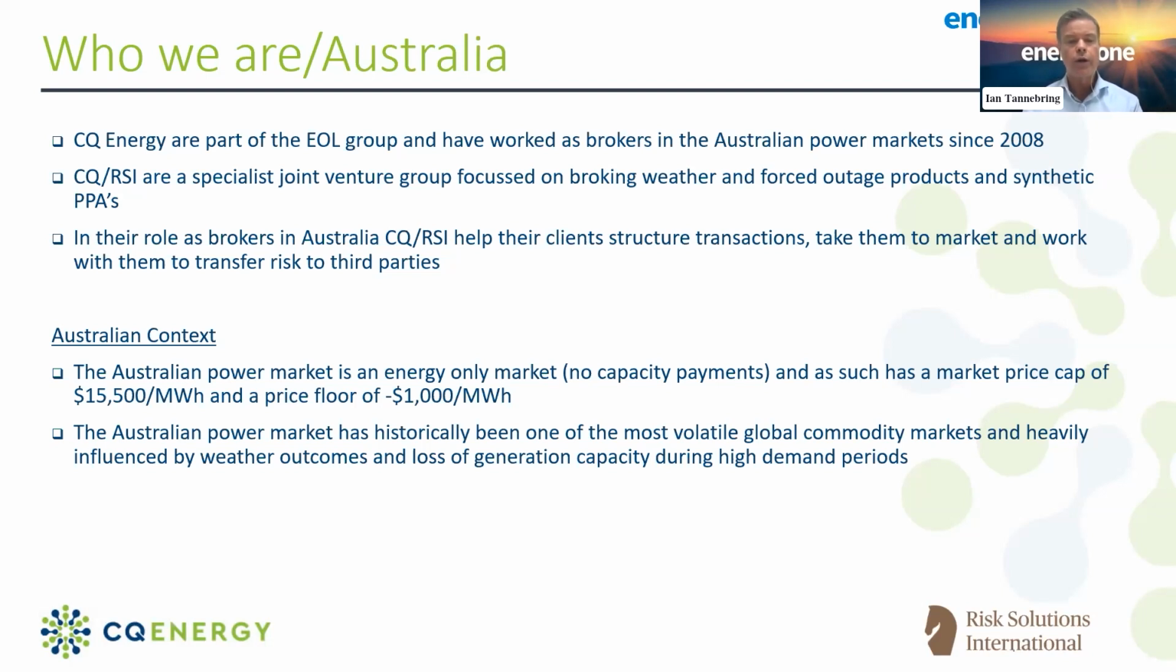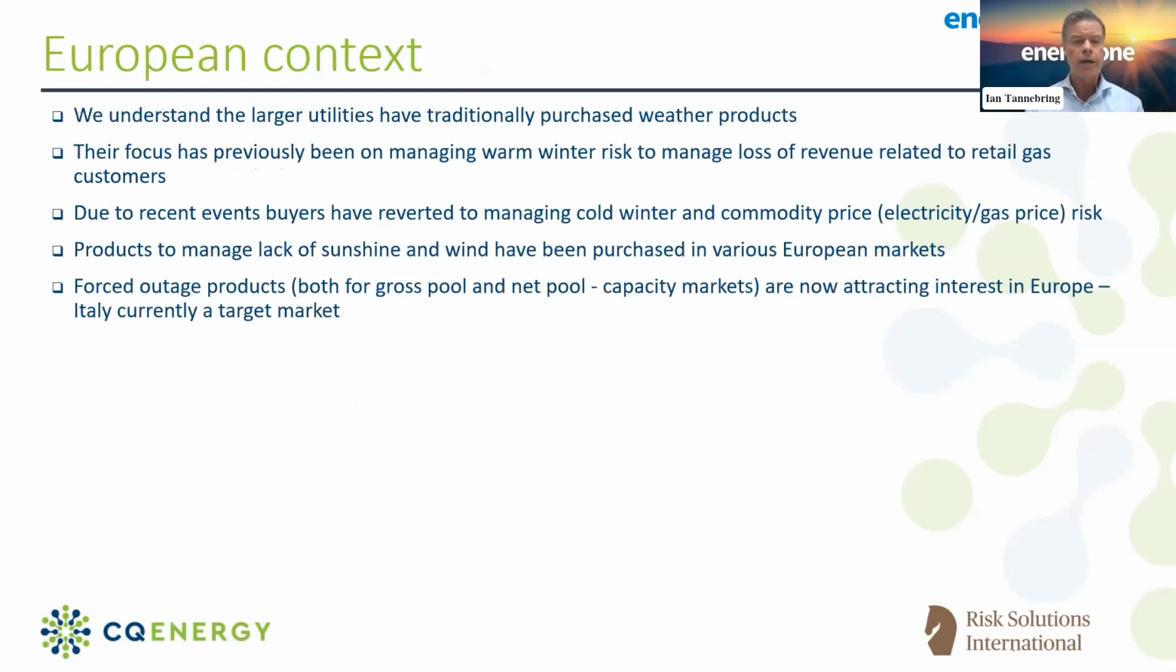Whilst all power and gas markets globally are elevated at the moment, the Australian power market has traditionally been one of the most volatile global commodity markets historically, and that's a function of the price cap in this market. In terms of the European context, we understand the large utilities in Europe have traditionally purchased weather products. Their focus has been on managing warm winter risk generally, and the risk of revenue impacts from warm winters. But due to recent events, buyers have been looking at buying cold winter protection to manage gas price risk as part of that. Products to manage lack of sunshine and wind related to wind and solar farms have also been purchased in various European markets as well, which is another product that we'll talk about.